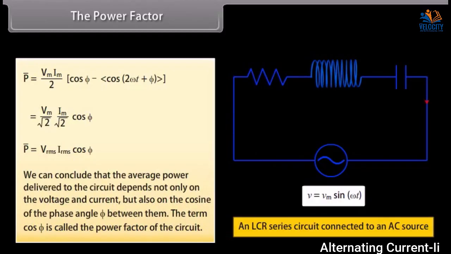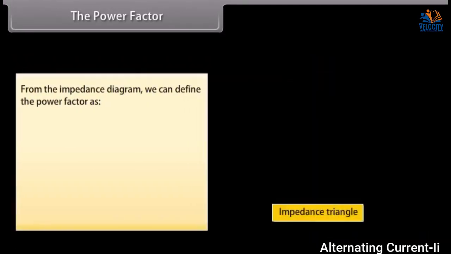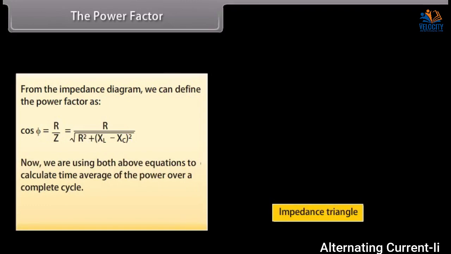We can conclude that the average power delivered to the circuit depends not only on the voltage and current, but also on the cosine of the phase angle phi between them. The term cos phi is called the power factor of the circuit. From the impedance diagram, we can define the power factor as cos phi equal to R upon Z, which is equal to R upon under root R square plus XL minus XC square. Now, using both above equations to calculate time average of the power over the complete cycle, P bar is equal to product of Irms square and R.